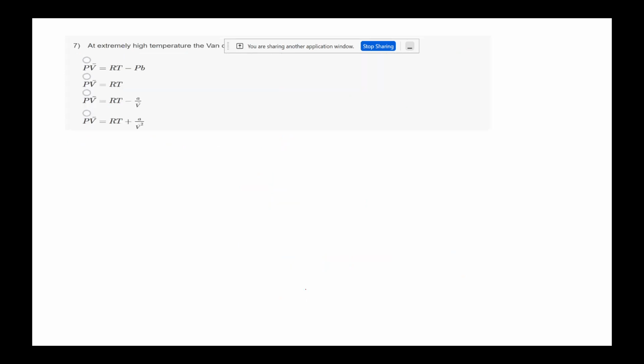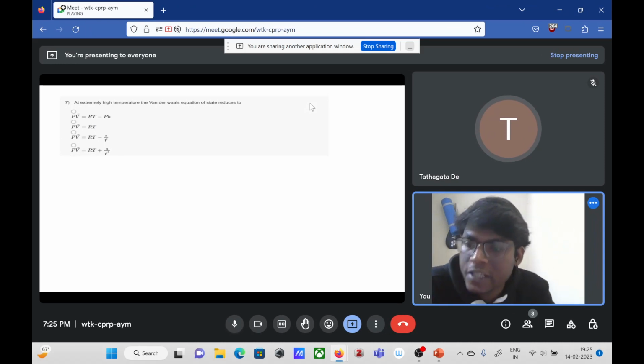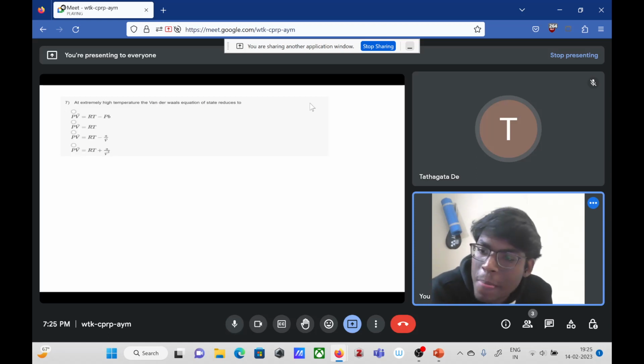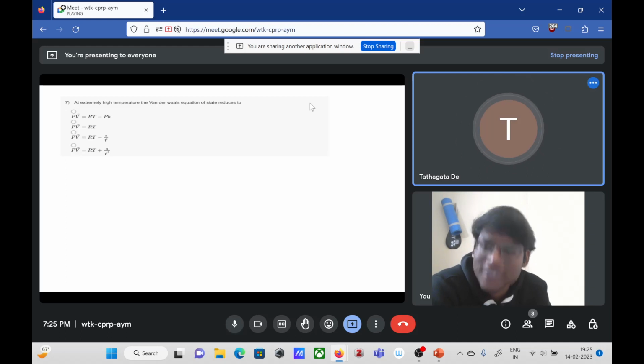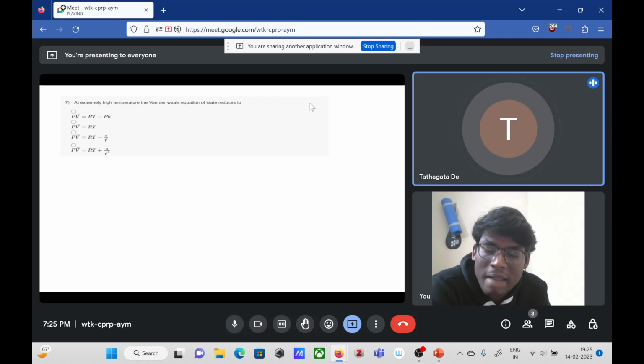Okay. Same again, let's read it out. At extremely high temperature, the van der Waals equation of state reduces to PV' = RT − Pb, PV' = RT, PV' = RT − a/V'^2, PV' = RT + a/V'^2. So what should be your guess? It becomes an ideal gas. Exactly. So that should be PV' is equal to RT, right? Yes, sir. Option B.